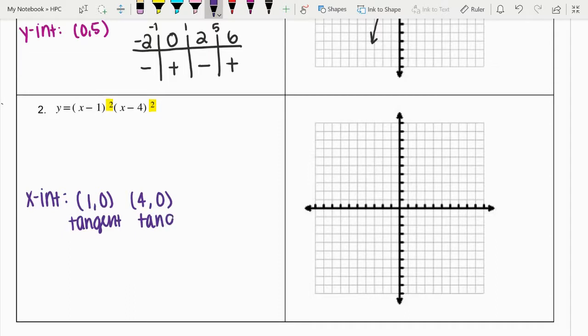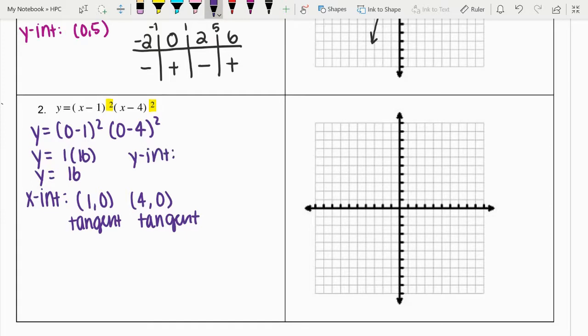So that means when I graph this function, we are going to be bouncing at those x-intercepts. So we will not be crossing the x-axis. We're going to be having a turning point there. Okay, then to find my y-intercept, I'm going to substitute 0 in for x. So y equals (0 minus 1) squared, and then (0 minus 4) squared. So I end up getting y equals 1 times 16. So y equals 16. So my y-intercept is (0, 16).